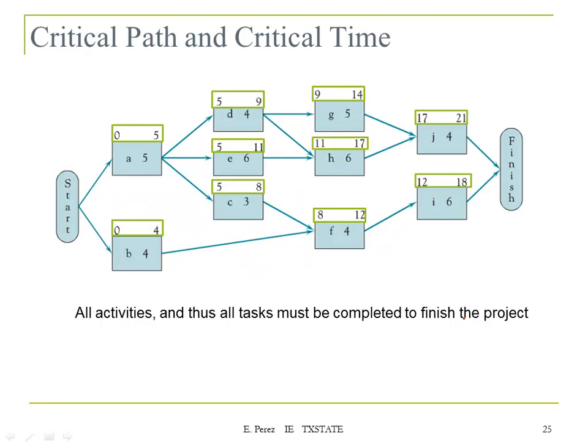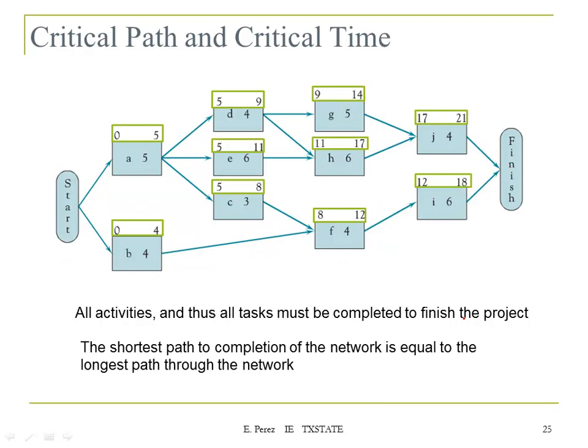All activities and all tasks must be completed to finish the project. The shortest path to completion of the network is equal to the longest path throughout the network. So that will be this path, the path that goes from start and goes through this.